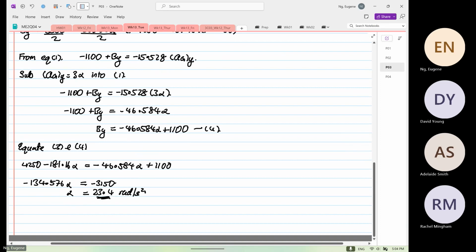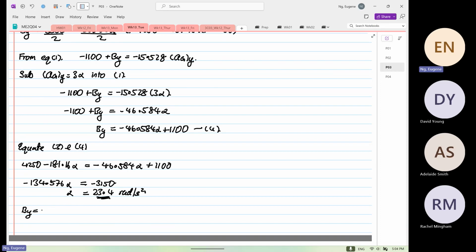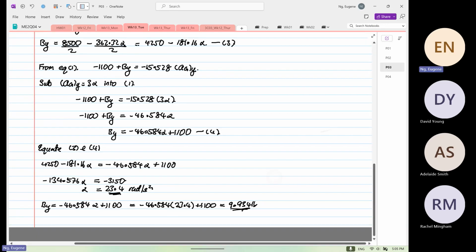So from here, we can acquire By is equal to minus 46.584 alpha plus 1100. So this is equal to minus 46.584 multiplied by 23.4 plus 1100. Again, another hint whether your analysis is correct. Minus 46.584 times 23.4 plus 1100. So it's equal to 9.934 pounds.